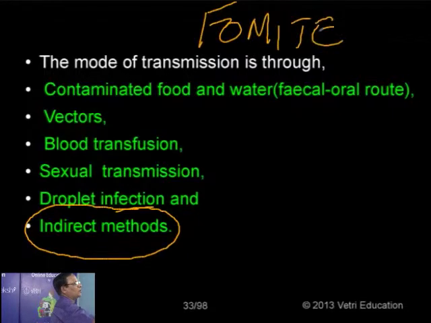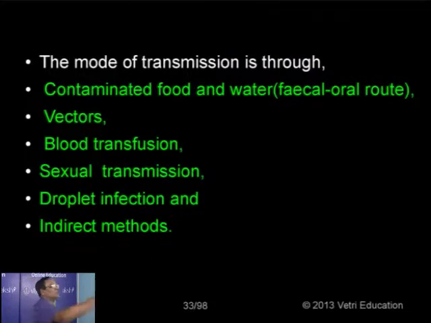So the fomites are objects like handkerchiefs, towels, glasses, tumblers, or even a pen, pencil, etc., all responsible for the transmission of the disease. They are called the fomites, and that is indirect. First the parasite is just deposited on the object, and when we use that object, we get the disease. That is why it's called the indirect method. So these are all the different methods that we have.